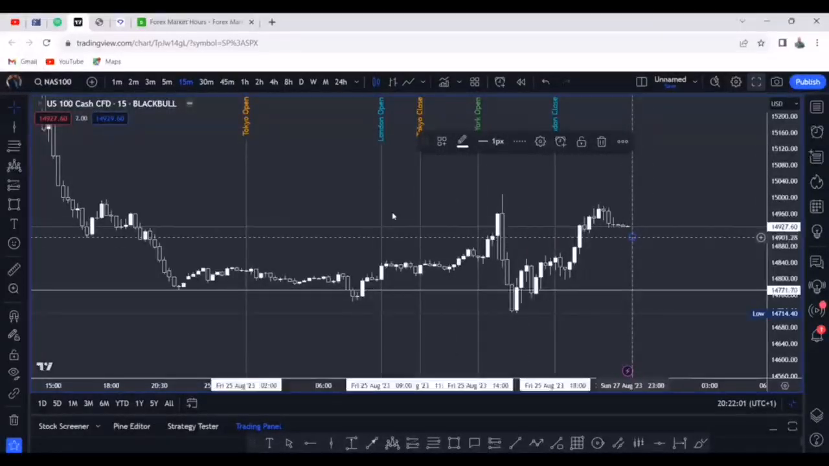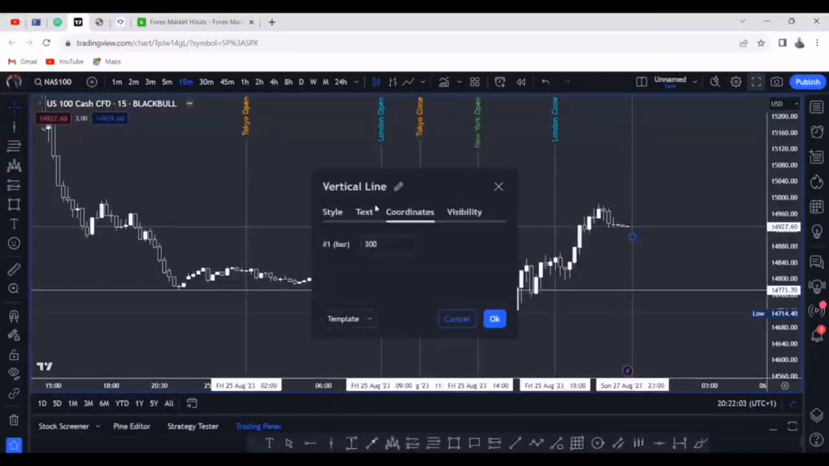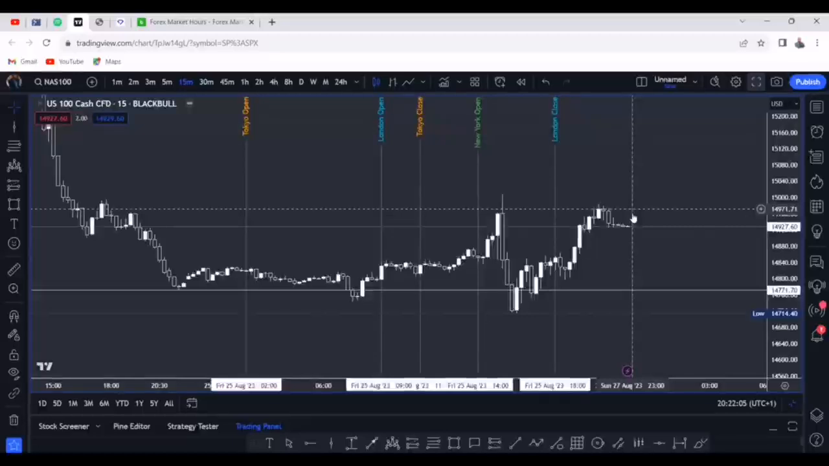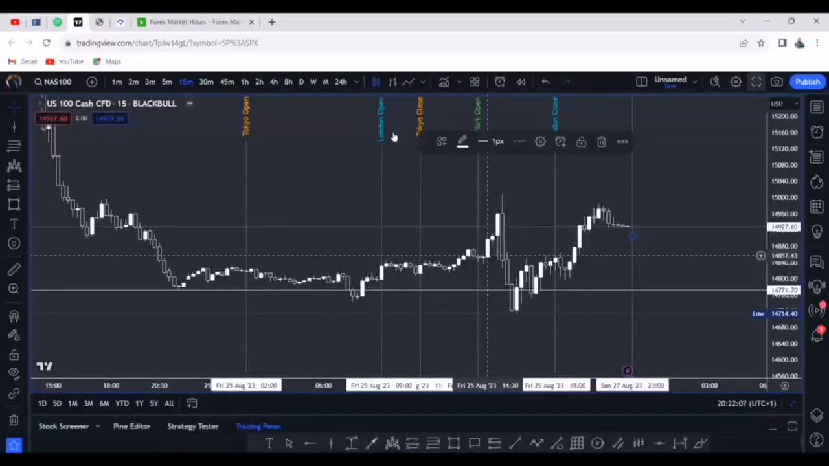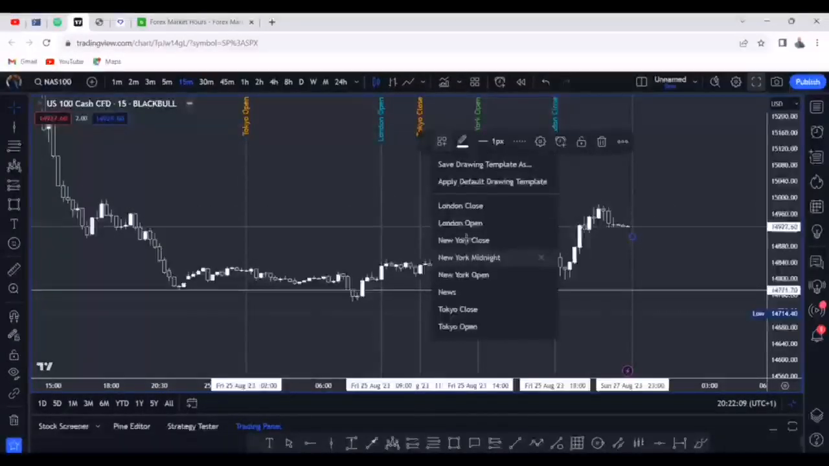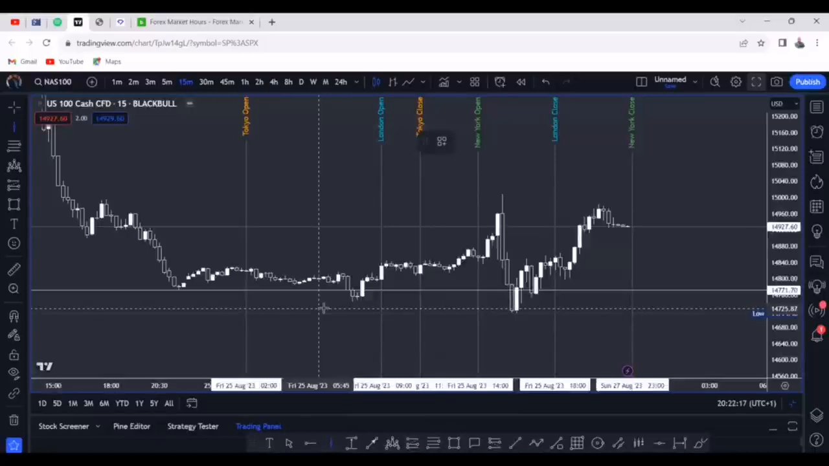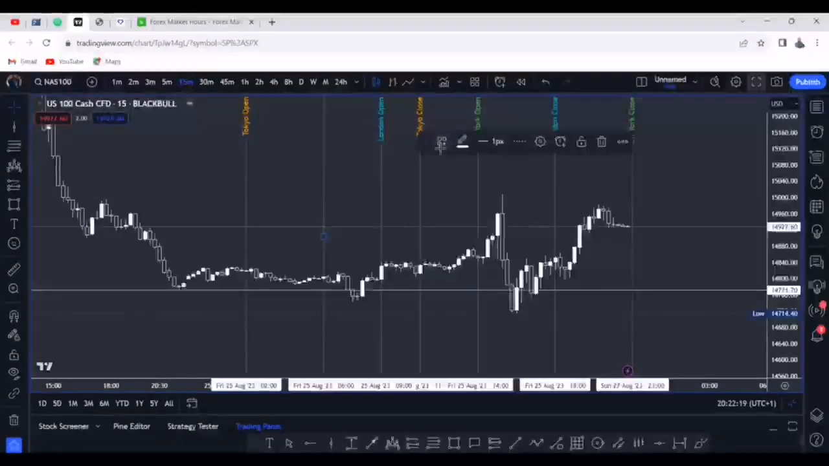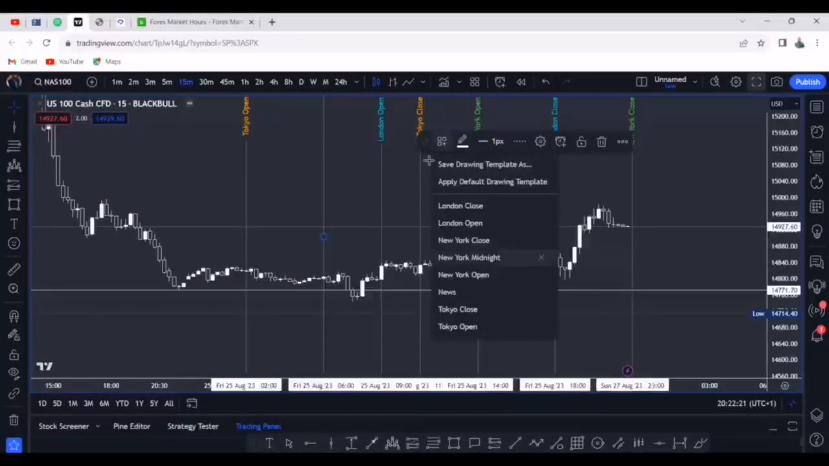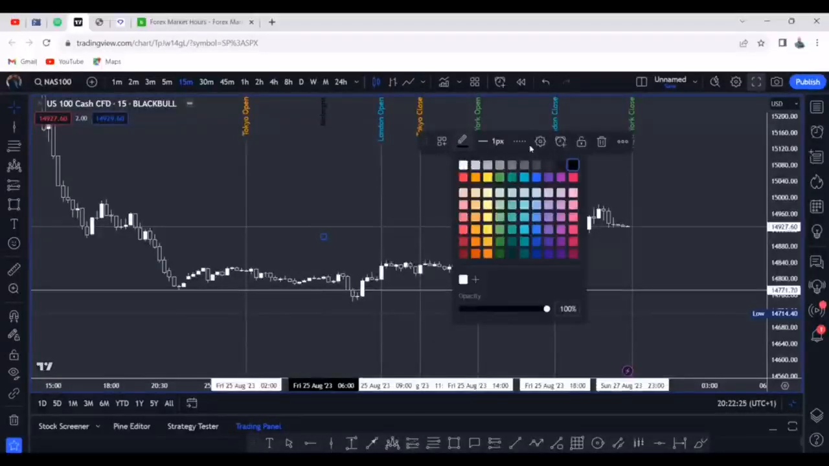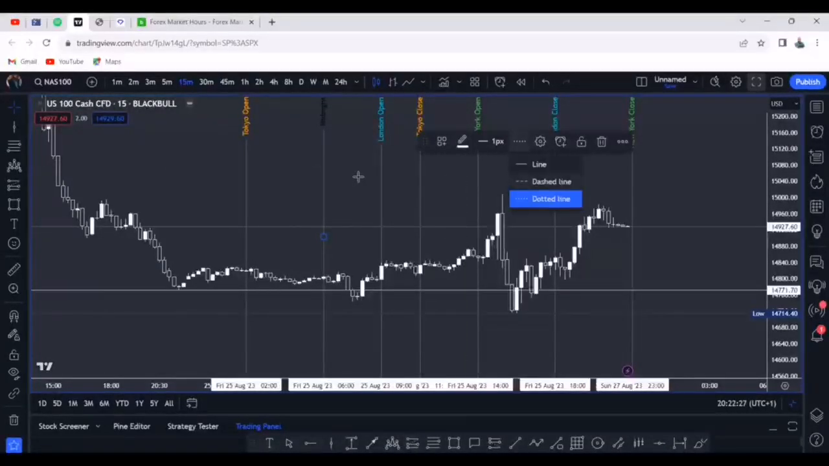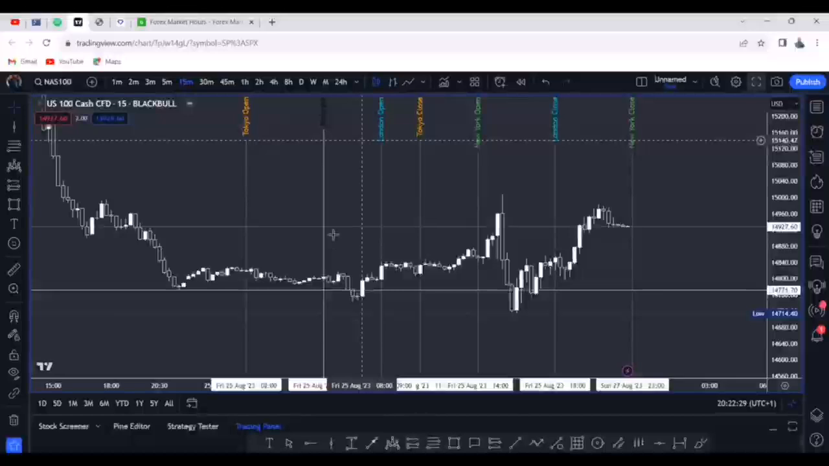All right. I would maybe want to write this as New York close. I've already got this template, so it's fine. New York close session for me. And then I want to mark off the New York midnight, which is at 6 a.m. my local time. So New York midnight would essentially be over there.